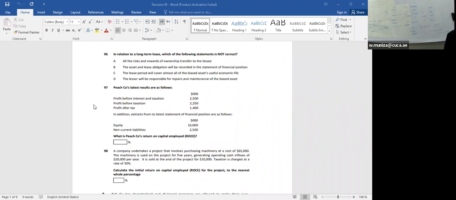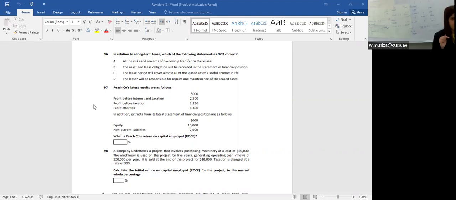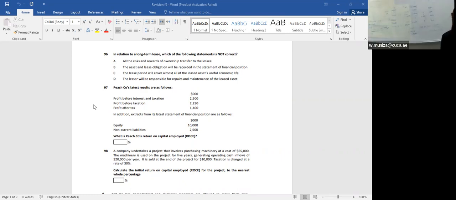Okay, now Angelika, question number 97. What is Pete's return on capital employed? ROCE. Do you remember the formula of return on capital employed? Yeah, profit over capital employed. And which profit do we take over here? Before interest and tax. Very good. That is operating profit. So the formula is profit before interest and tax, also known as operating profit, divided by capital employed. And Angelika, what is capital employed?